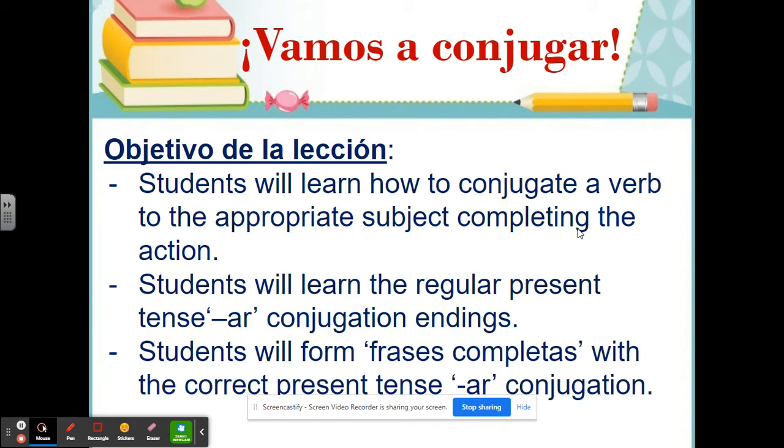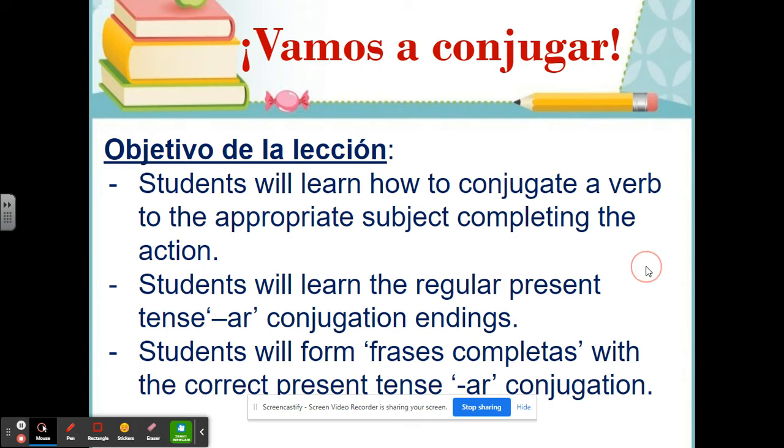So you will learn how to conjugate a verb. Right now, you probably haven't known what that word means. Conjugate is to change a verb to make sure that it is matching the appropriate subject, the person who's doing the action. Students will learn just the regular present tense, nothing too fancy, to describe what's currently happening or repeatedly happens. And students will form frases completas with the correct present tense AR conjugation. They don't have to be excellent, life-changing sentences, but we will learn how to structure basic complete sentences and complete ideas.